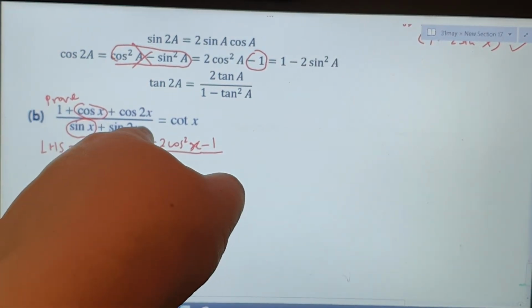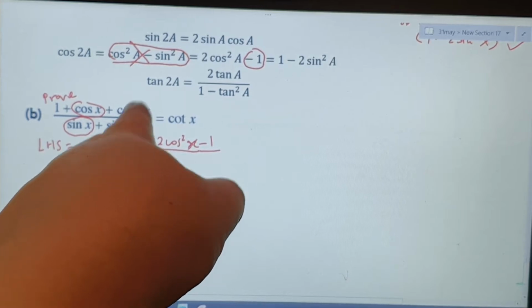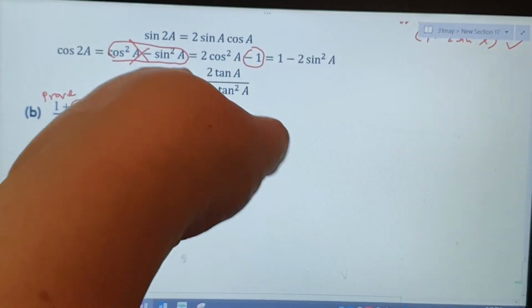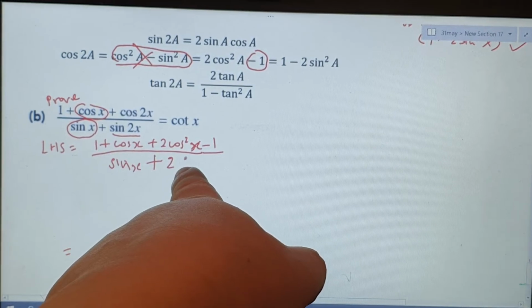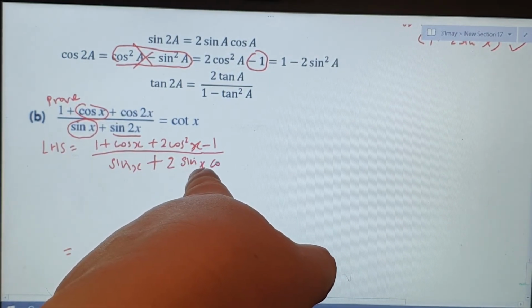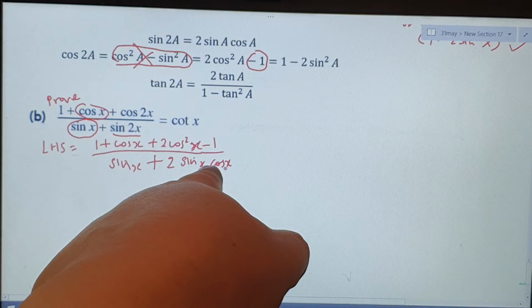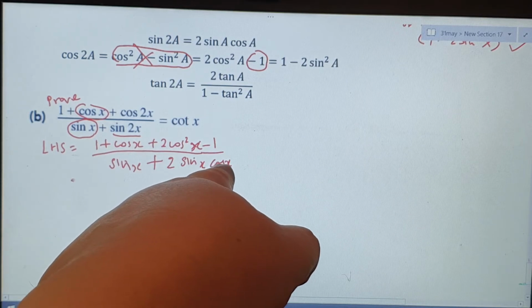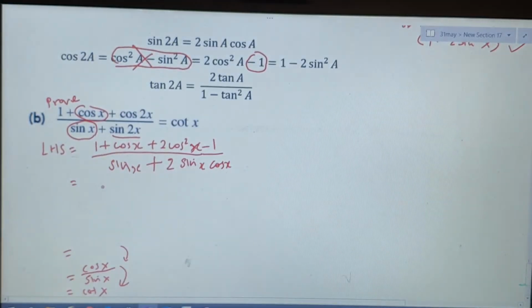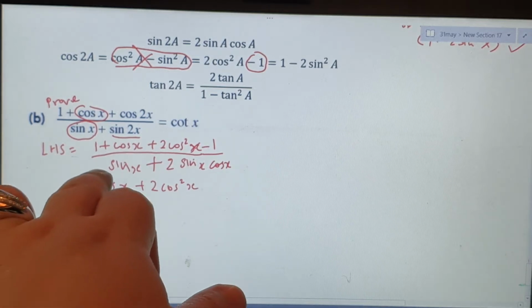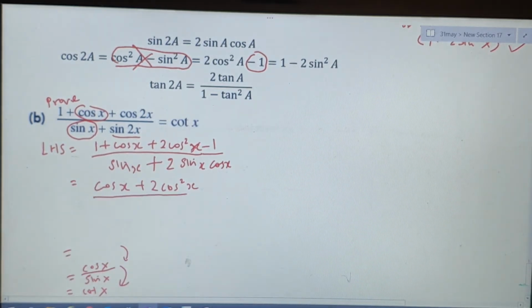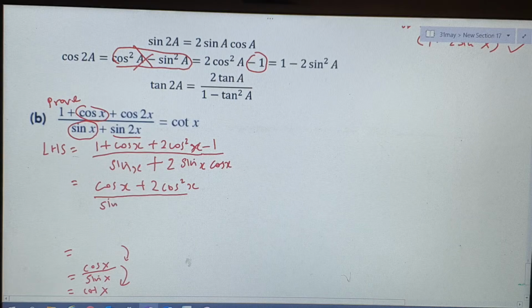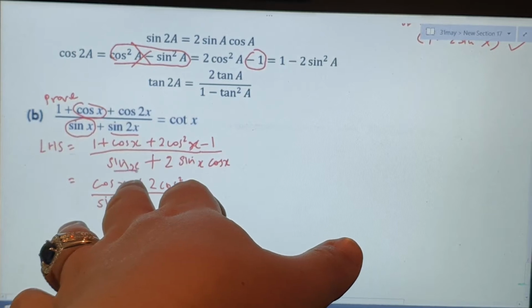Why wait first? Because at the denominator, I also have sine 2x. There I can use this to change this to 2 sine x cos x. Then you ask me what's the use. Don't worry, we settle the top first. The top now has become simpler already, like that. The bottom, the denominator, also is something like that.